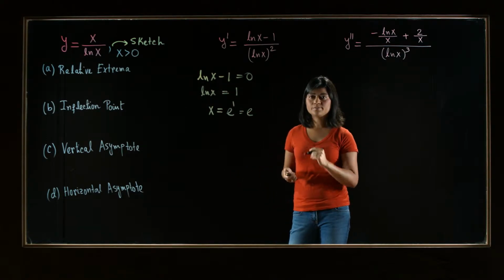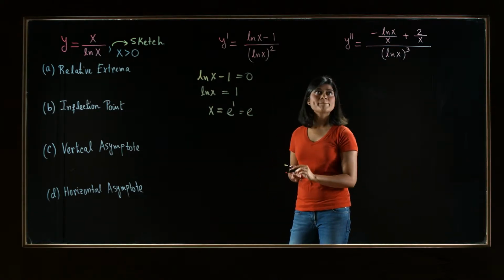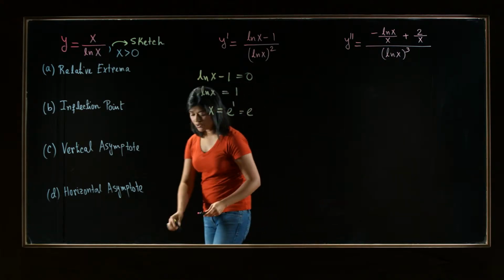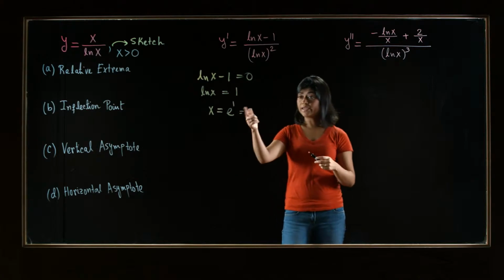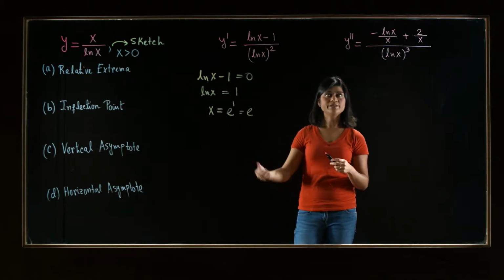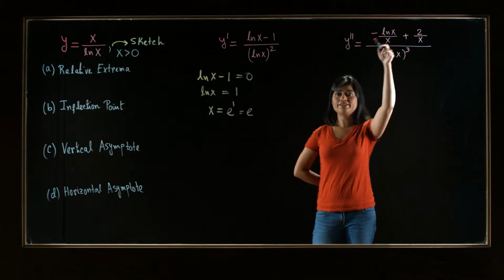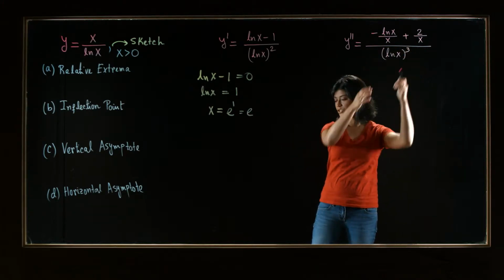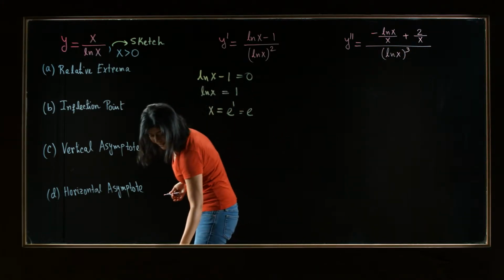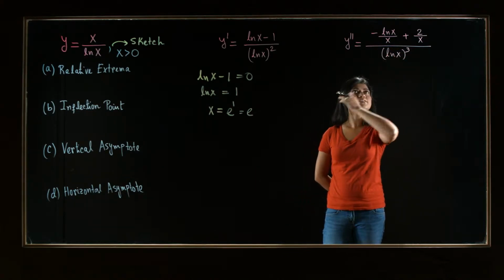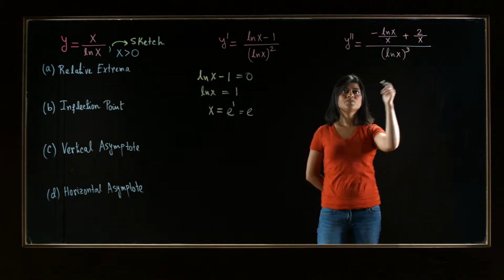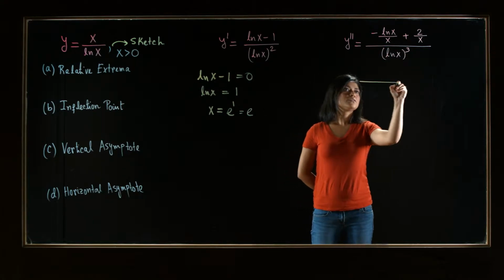Now which one is it, max or min? To check that, we can take the second derivative, plug in x equals e, and see what happens. And we have the second derivative right here, so we can just use this expression. But notice that we can simplify this expression a little bit before we work with it, since we have a fraction within a fraction. So let's do that.